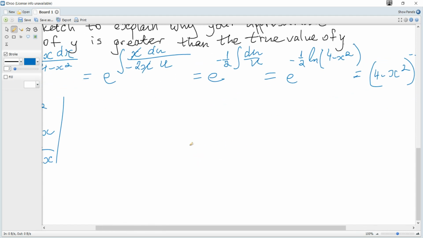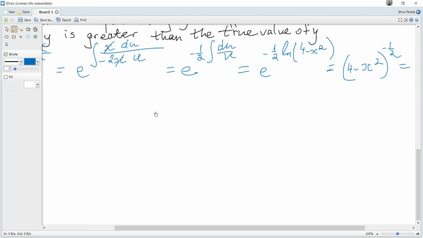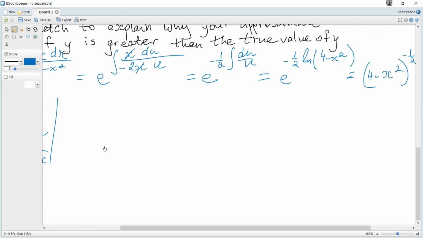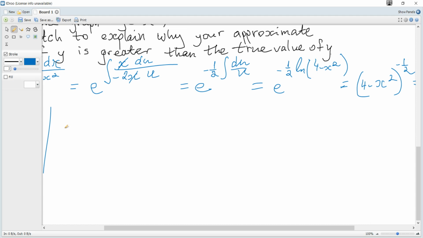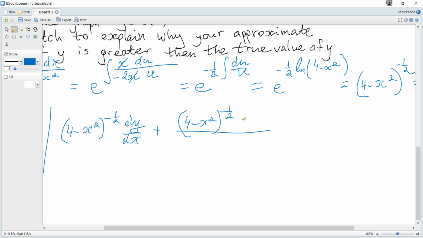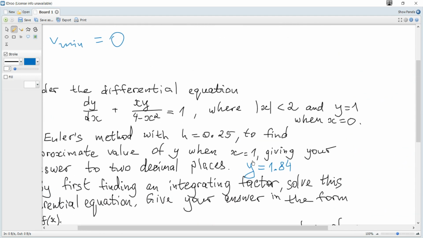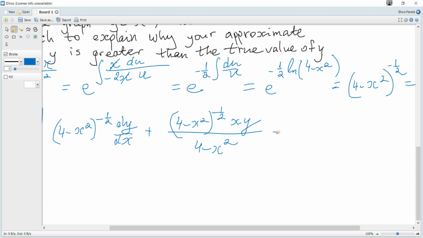And the next step is we multiply each term by this integrating factor, and notice that you must write this step. You may write the power negative a half or 1 over root, it doesn't matter. So it becomes 4 minus x squared to the power of negative a half dy over dx plus what, 4 minus x squared to negative a half xy over 4 minus x squared, and is equal to 4 minus x squared. Or let's rewrite it as 1 over root 4 minus x squared.